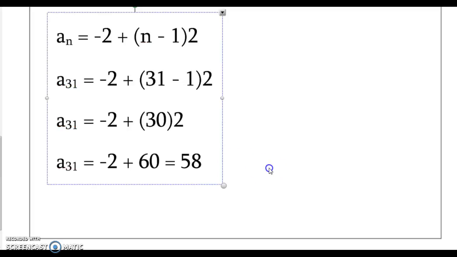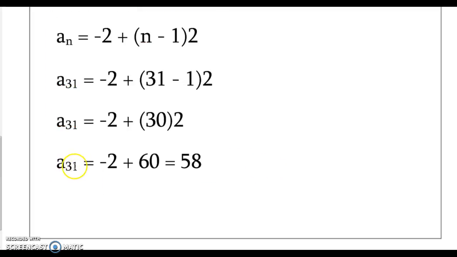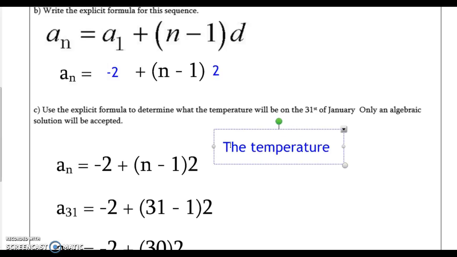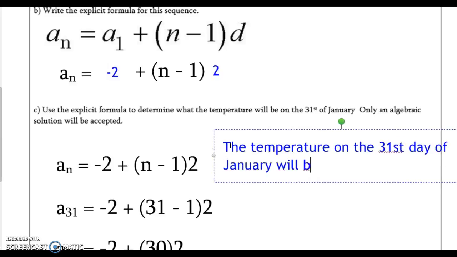So we've reached our answer. A31, the 31st day of January, is going to be 58 degrees. So remember, you're supposed to write that in a sentence. So we can say the temperature on the 31st day of January will be 58 degrees.